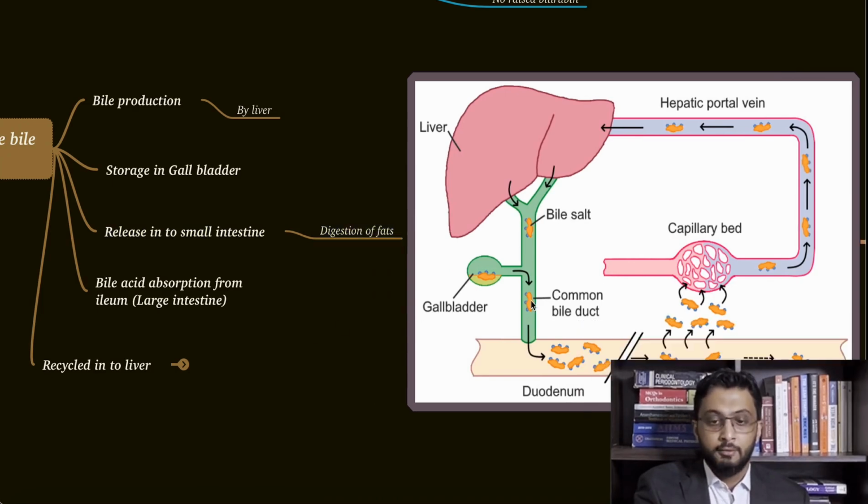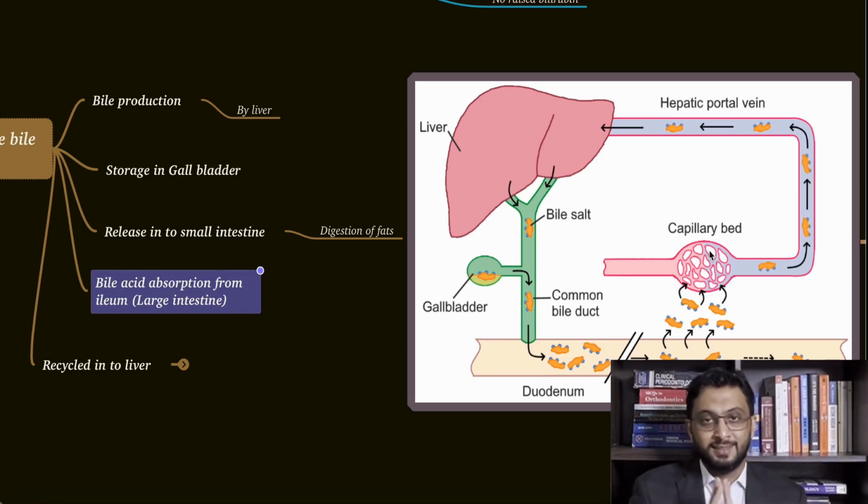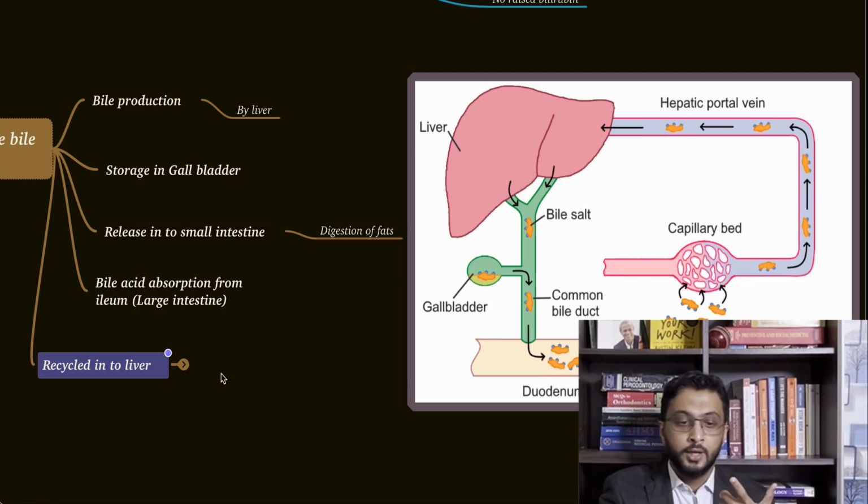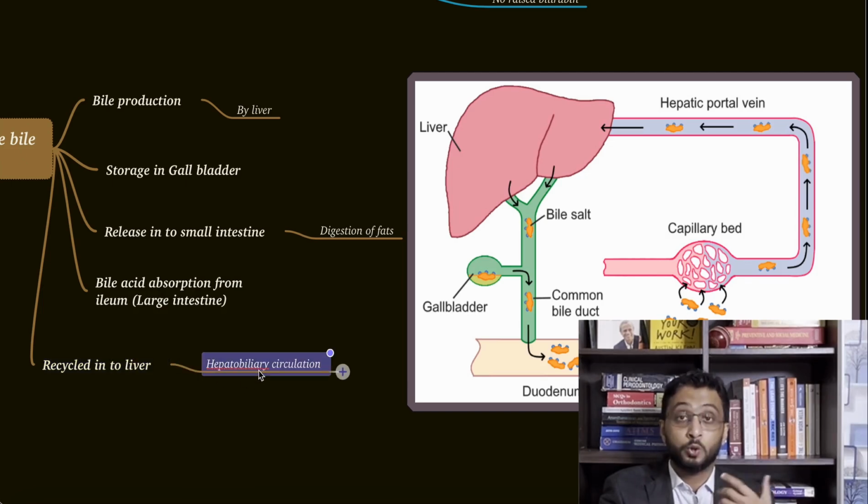Now from there the bile acid goes into the large intestine, and from there it is absorbed into the bloodstream. Now the problem is here. Bile acid malabsorption means this reabsorption doesn't take place. Normally it should be reabsorbed and recycled into the liver through what we call hepatobiliary circulation. I've explained this in many lectures, so I'm not repeating it.